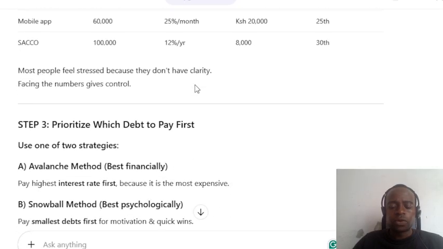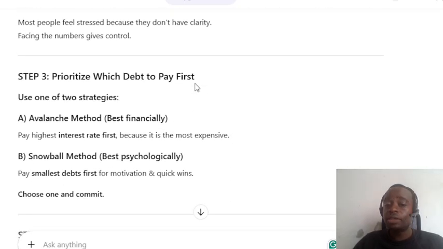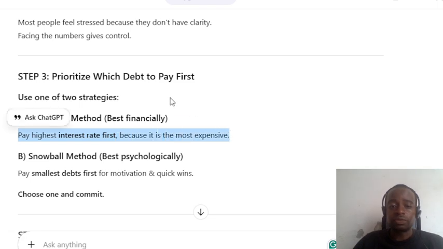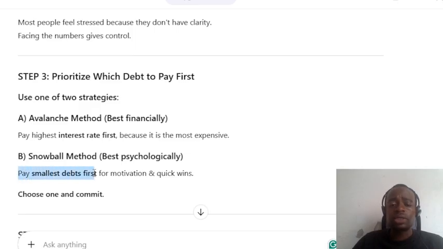So once you have done that, you need to now prioritize which debt to pay first. And you can see here they have said there are two strategies. One is the avalanche method, which is best financially, where you pay the high interest rate first because it is the most expensive. And then there's method number 2, which is the snowball method, which is best psychologically, in which you pay the small debts first for motivation and quick wins.